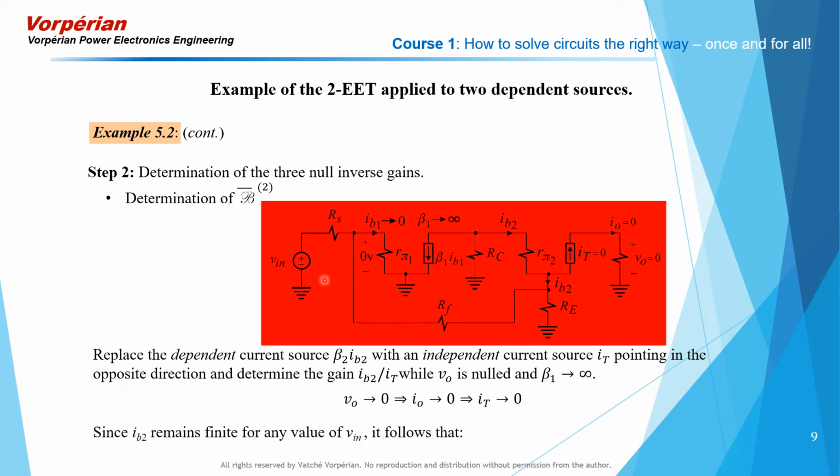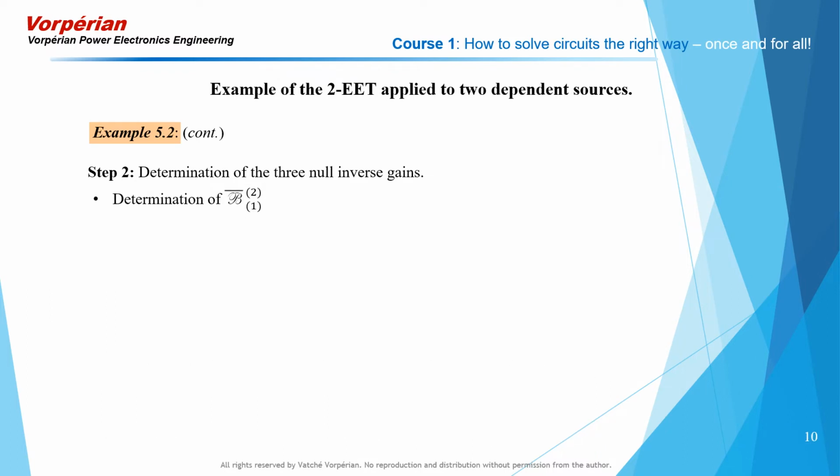So the inverse gain in this case, IB2 over IT, the null inverse gain with respect to beta 2 with the output null, IB2 being finite and IT having to be 0, is infinite. We're done with the second null inverse calculation. And finally, we're going to determine the null inverse gain beta 2, 1.